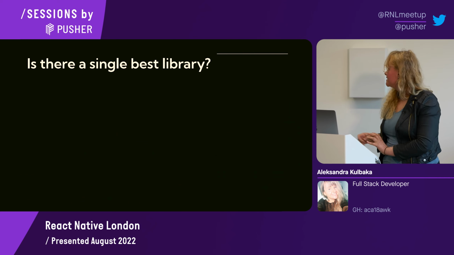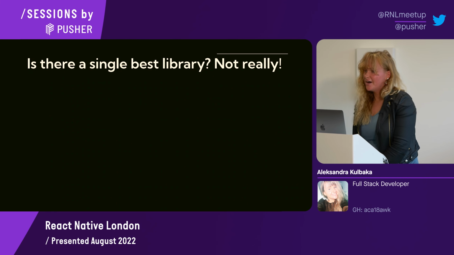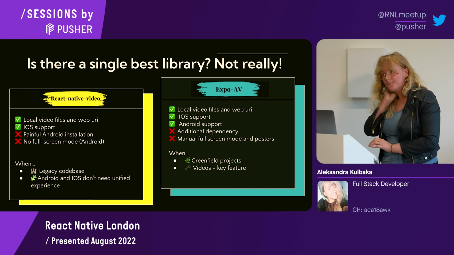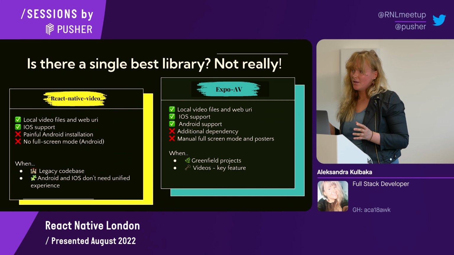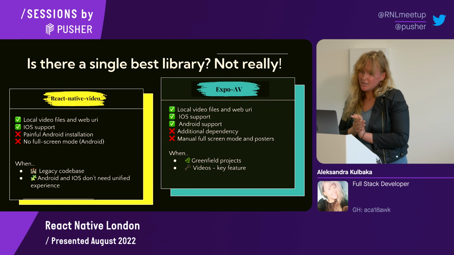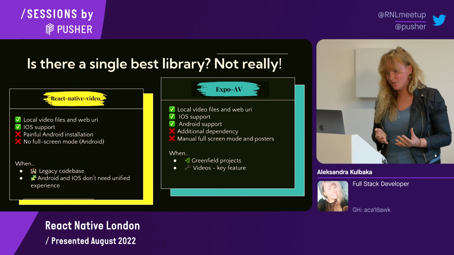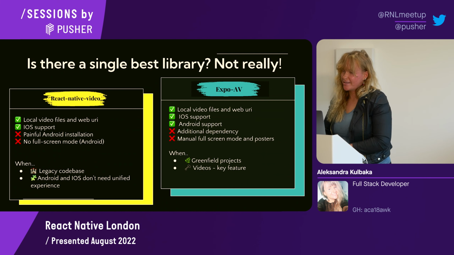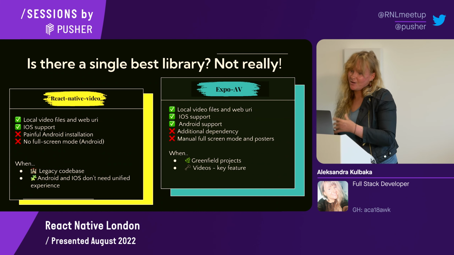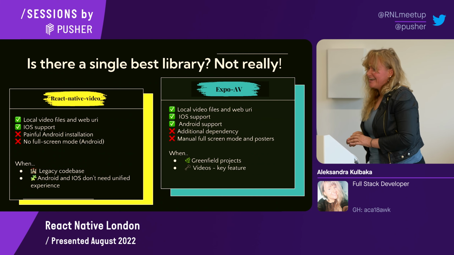So now, kind of as a summary, I would like to answer the question, is there a single best library to use? And I think not really. And the reason for that is that it hugely depends on your requirements, because both of these libraries have pros and cons, and you just need to weigh them up. So, for example, if you have legacy code base with a lot of outdated dependencies, I would recommend you go for React Native Video, just to avoid the pain of updating all the dependencies and then installing Expo-AV, although you should probably update your dependencies anyway.